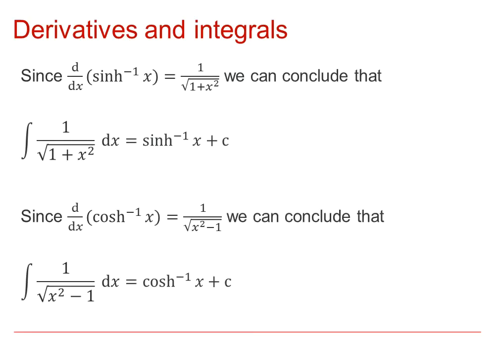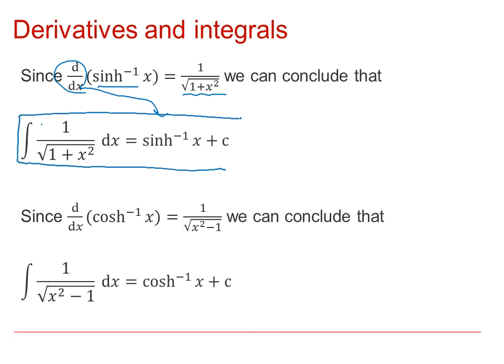We've previously seen that the derivative of the inverse of sinh x is 1 over the square root of 1 plus x squared, and therefore we can conclude that if we integrate both sides, so the integral of this derivative would just become the inverse of sinh, then we can get this very helpful integral of 1 over the square root of 1 plus x squared.